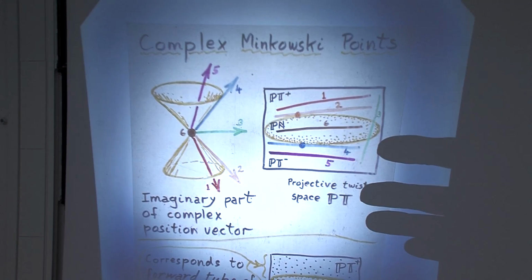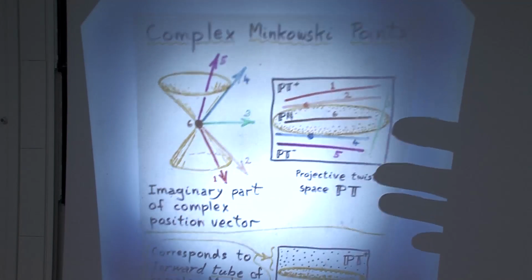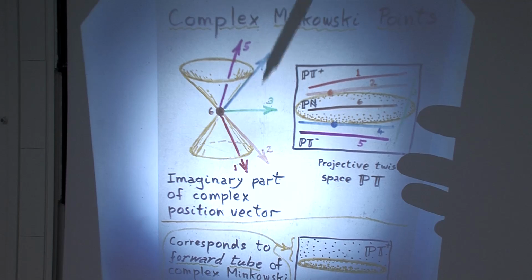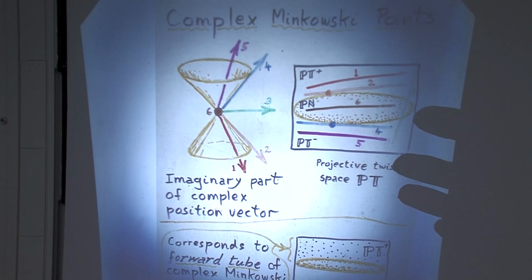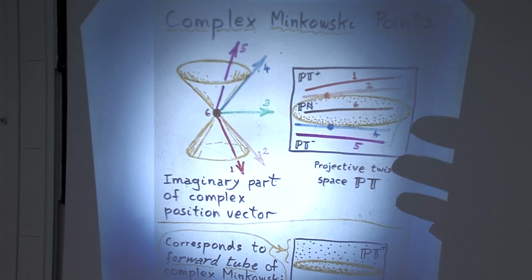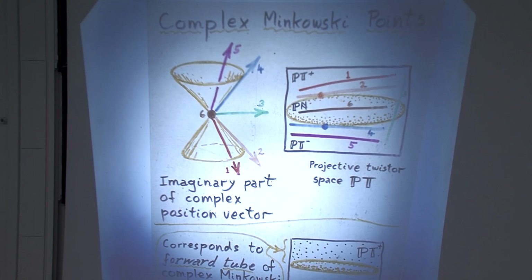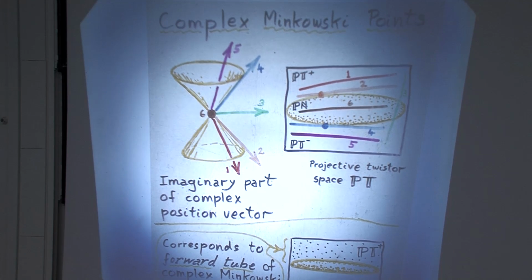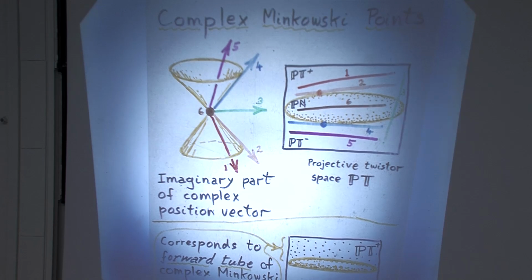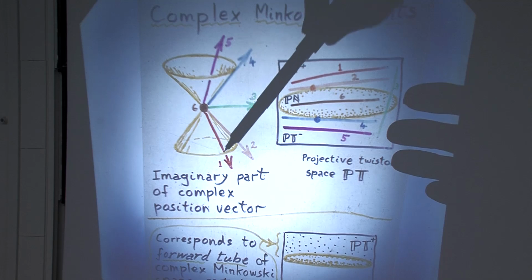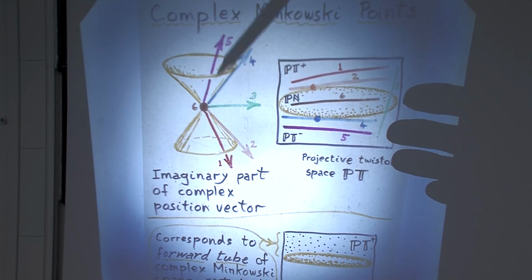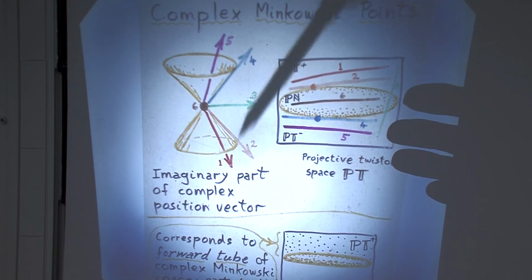Now, the positive frequency condition can be best understood in terms of complexifying and looking at complex Minkowski points. Now, people talk about the forward tube. The forward tube is the region of complex Minkowski space where the imaginary part of the position vector points into the past. It's all very confusing because it's the past and it's the forward tube, but never mind. So you say that the imaginary part, this is where these arrows are, is pointing into the past.